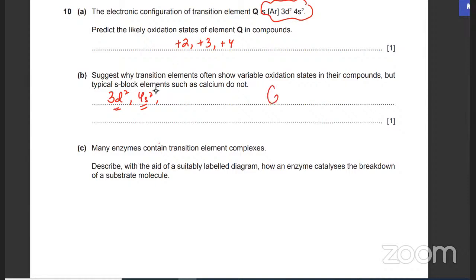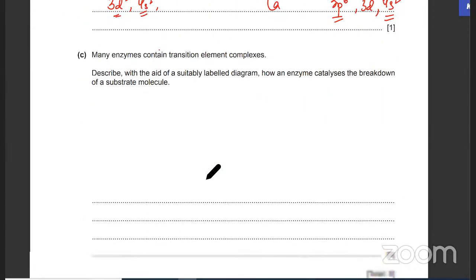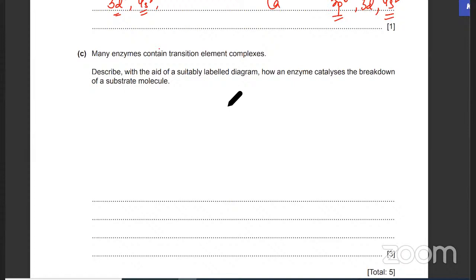Why? In calcium, if you write the electronic configuration, it's 3p6 and then there is 4s2. The 3d is completely empty. I mean, there is no 3d. So the energy gap is a lot. You remove the first 2 electrons, removing the next electron becomes very hard. Many enzymes contain this, but that's no longer in your course, so we're going to ignore that.